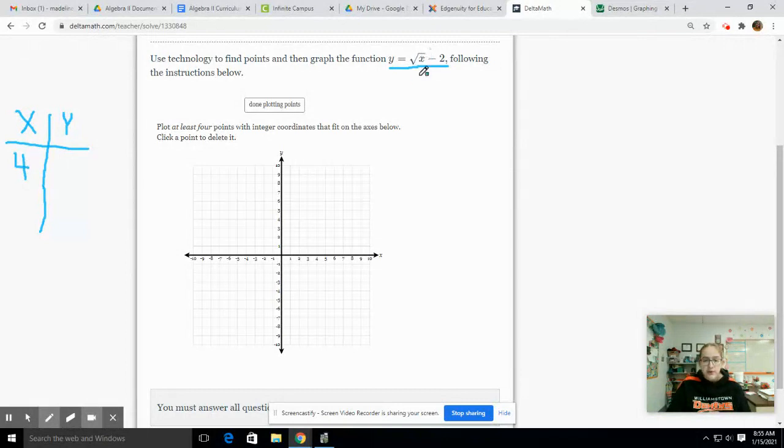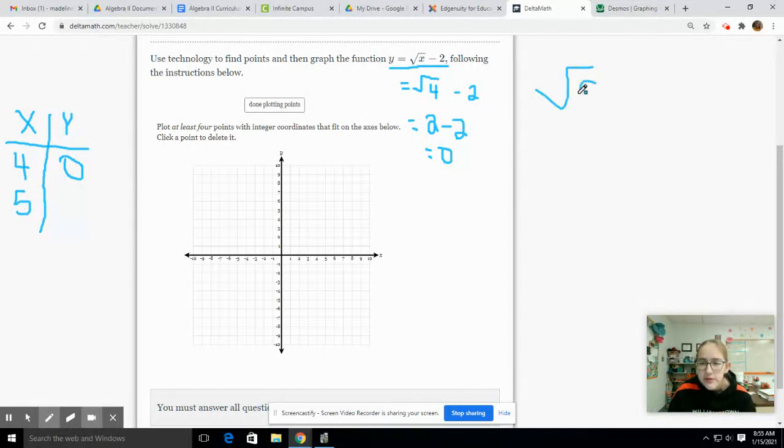The square root of 4, so that would give us y equals the square root of 4 minus 2. So that's going to give us 2 minus 2, which is going to give us 0. So 1 point is going to be (4, 0). But then the next logical one we would try would be 5, because we're used to going in order like 1, 2, 3, 4, so on and so forth. For that one, we would have the square root of 5 minus 2.